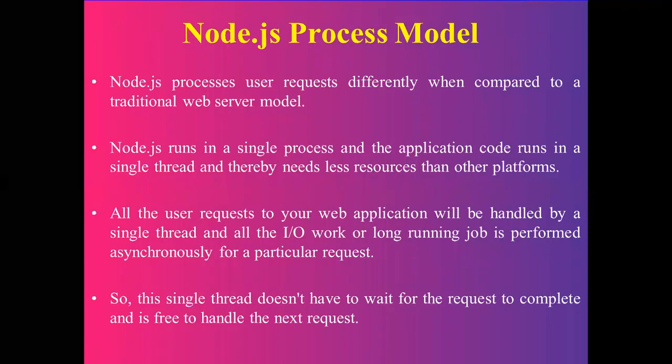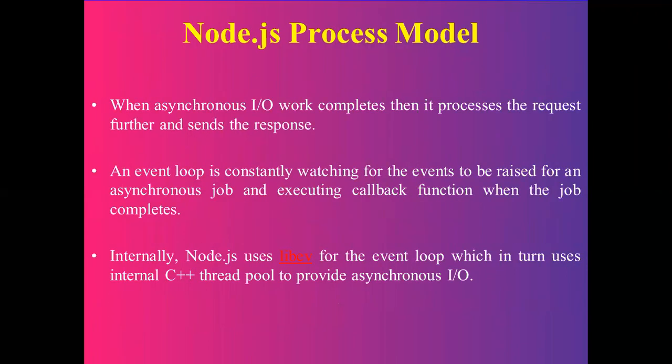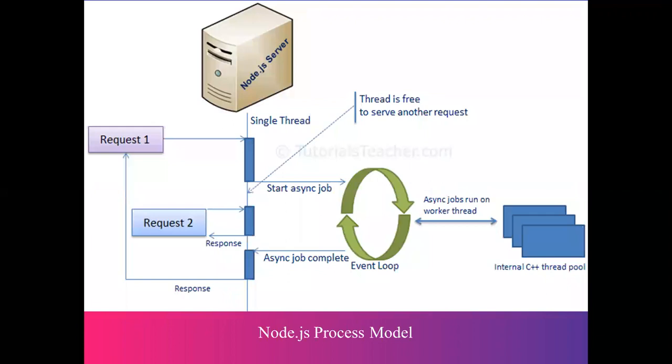Then we saw the Node.js process model. We saw the difference between the traditional web server model and the Node.js process model. So here, this is the Node.js process model. This is the Node.js server. We have seen the difference: in the traditional web server model there is a thread pool, but here there is a single thread, and it uses the event loop and an internal C++ thread pool.